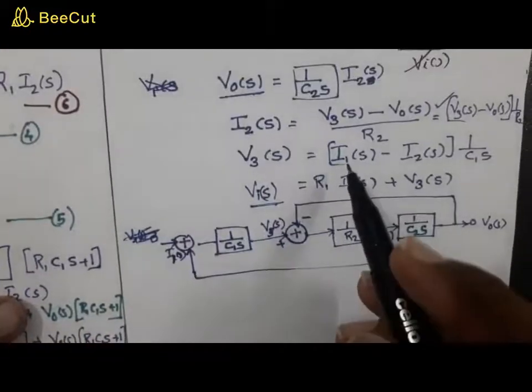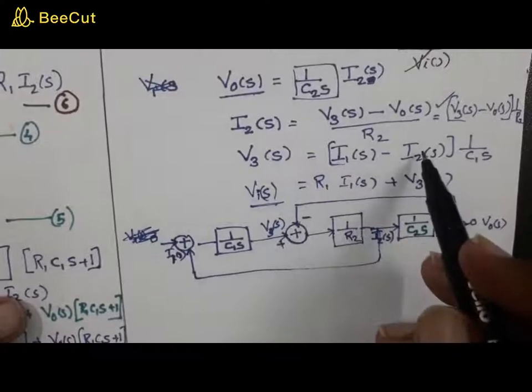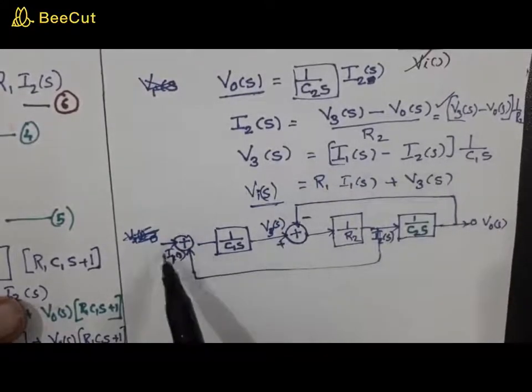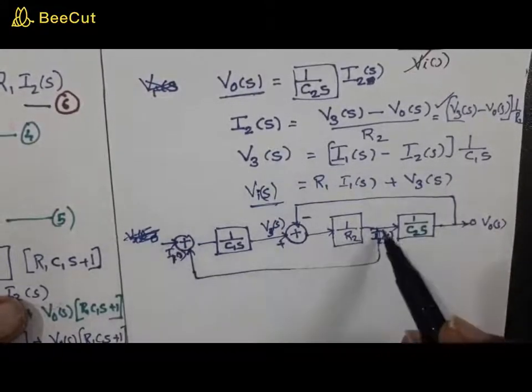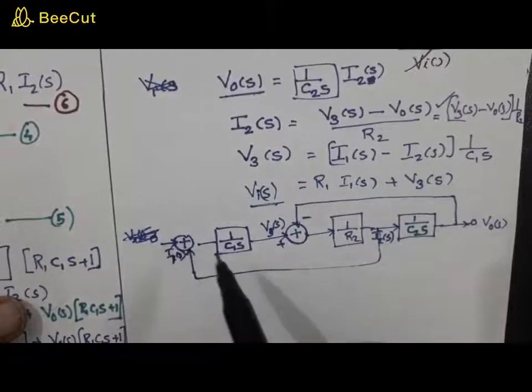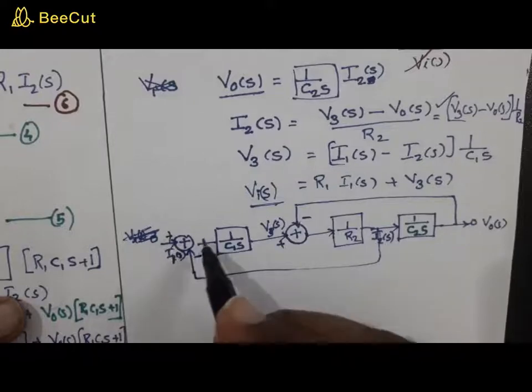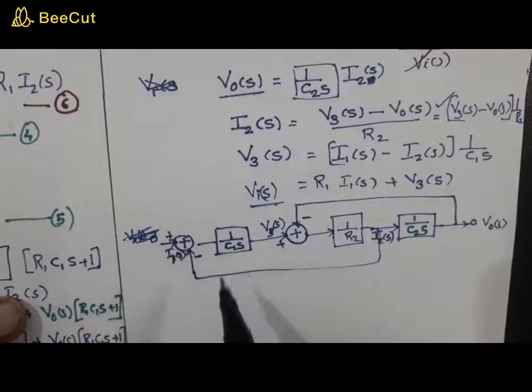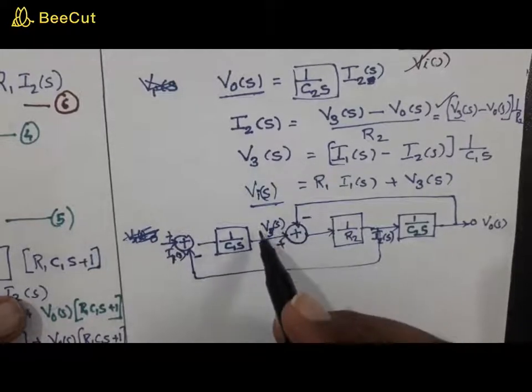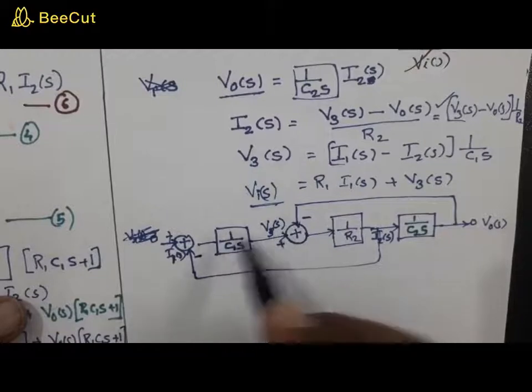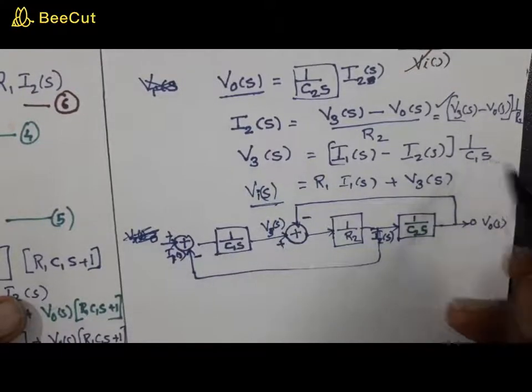Now what does this equation say? I1 of s minus I2 of s, right? So here you are supplying I1 of s, from here you are getting I2 of s, you are subtracting this. So in order to subtract, you should put a negative sign. Here it is positive, so this will be I1 of s minus I2 of s. So to represent V3 of s, it has to be multiplied by 1 by C1s.